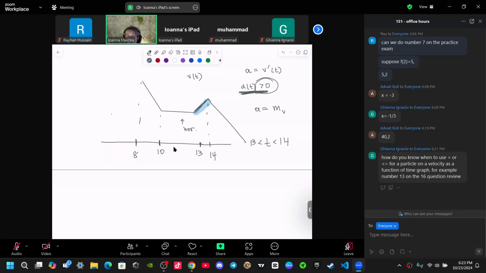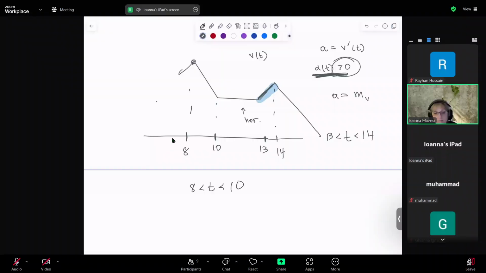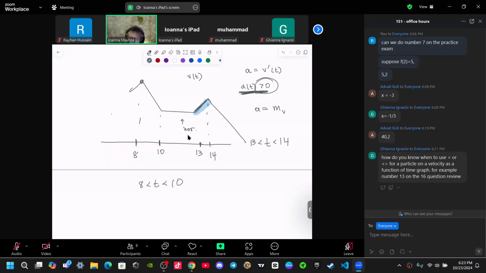If they ask you where the acceleration is negative, you're going to say from 8 to 10, not including 8, because nobody knows what's happening at 8. Maybe it's the end of the road. At the cliff, there is no derivative, or at the corner, there's no derivative. 10 is not going to be included. Where else is it negative? Also from 14 to whatever this number is here. Those have to be strict inequalities.